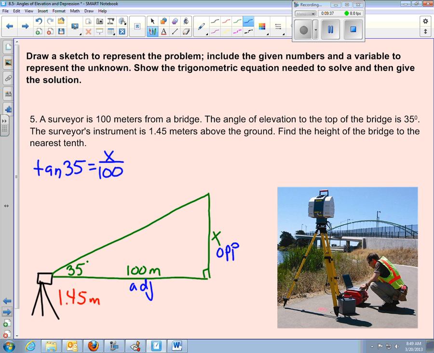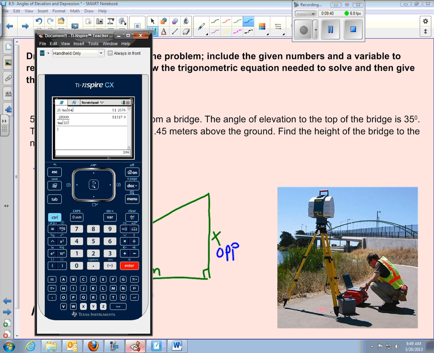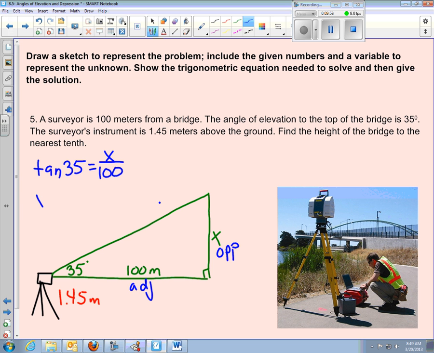So let's go ahead and crunch those numbers. We end up taking our 100 times our tangent. There we go. Tangent of 35. And we get about 70, we'll say. So x equals 70.0 meters high.